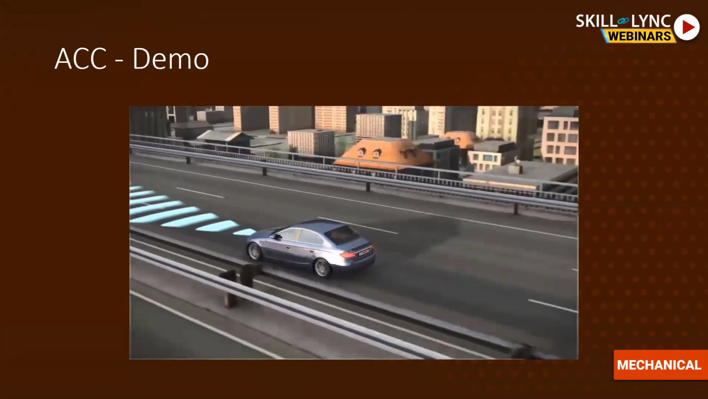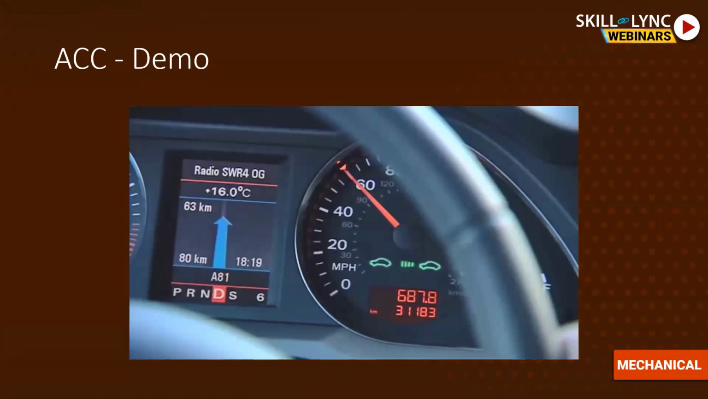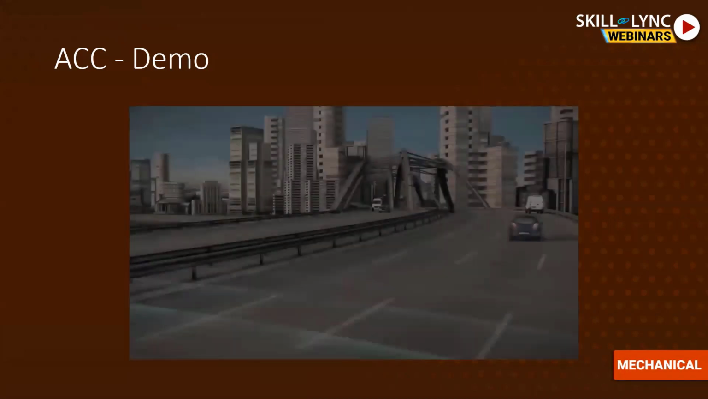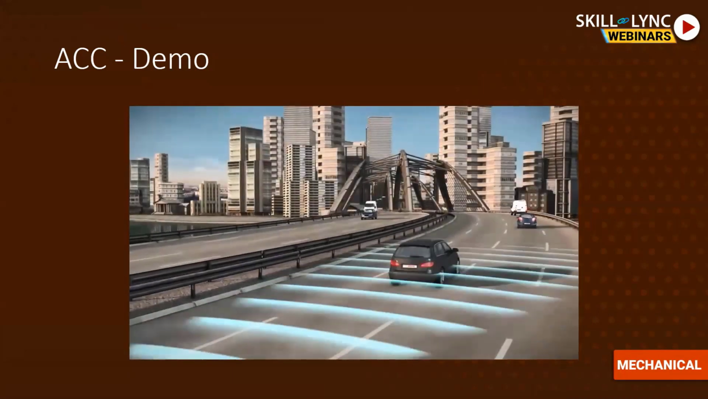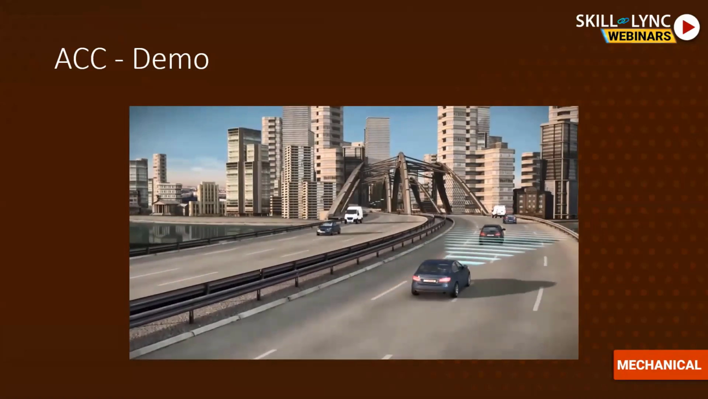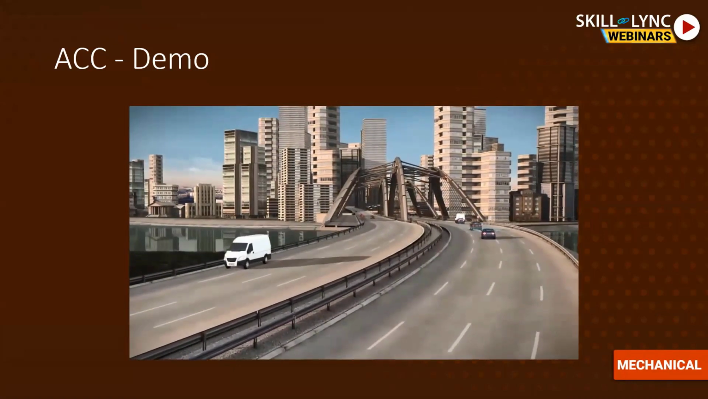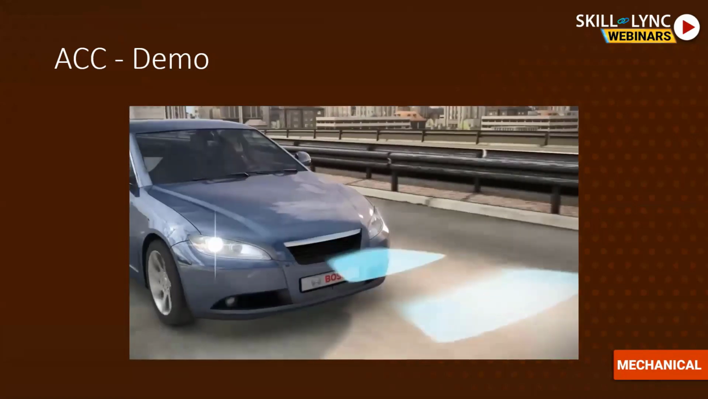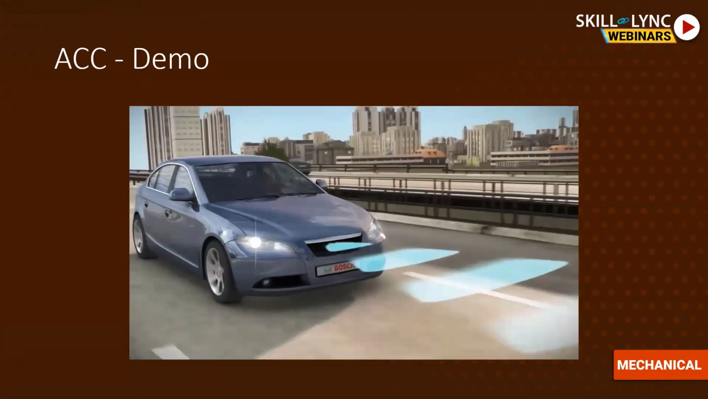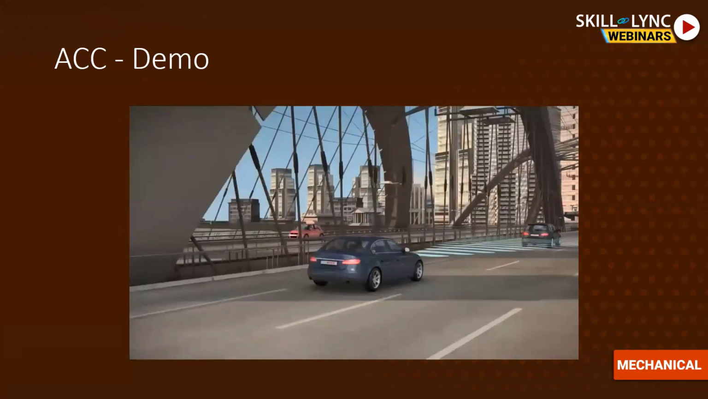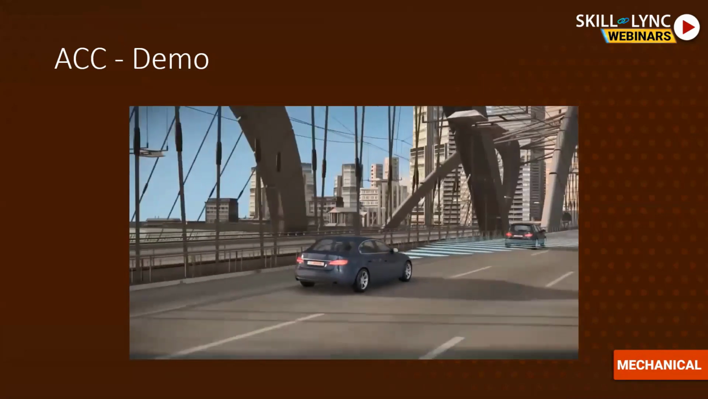Another application of ACC is something called stop and go ACC. How stop and go ACC works is, this is something that works below 30 kilometers an hour. So essentially, say you're in stop and go traffic and you are tracking a vehicle in front of you. What it does is it will bring your vehicle to a complete stop when the vehicle in front of you comes to a complete stop, and the ACC does not turn off.